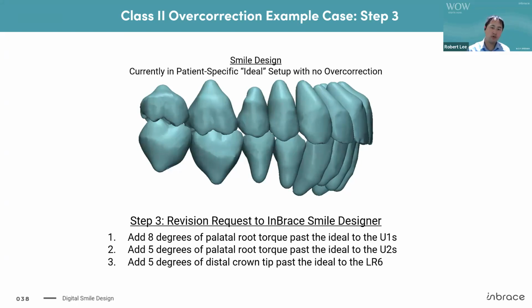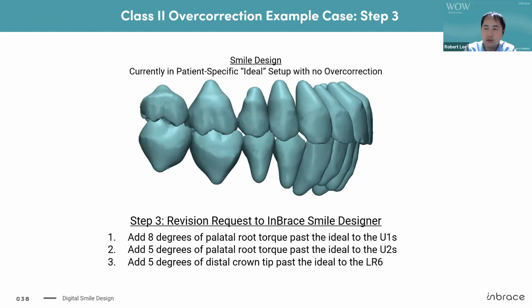So what overcorrection that would be applicable here would be add some palatal root torque to upper 2 to 2. So again, don't have to be exact with the exact numbering. Like here I'm showing 8 degrees and 5 degrees on the upper ones and twos. You could have done like 10 degrees and 7 degrees. As long as, again, you're adding in the palatal root torque, that's the most important thing.